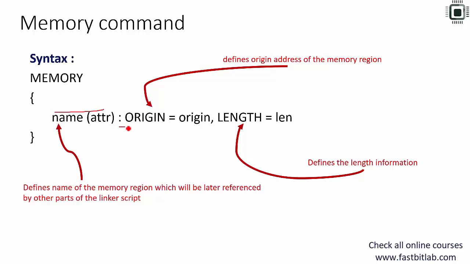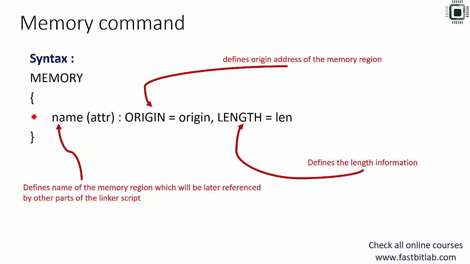Label, colon, origin, and comma, length. Let's understand what exactly is a label. Label defines the name of the memory region. It is just a label or a user-defined name given to a particular memory region. This name will be later referenced by other parts of the linker script.